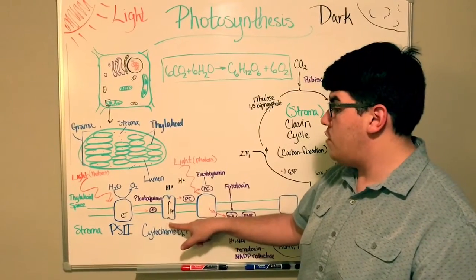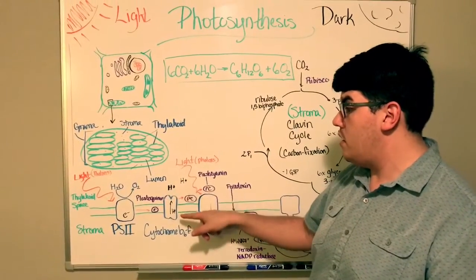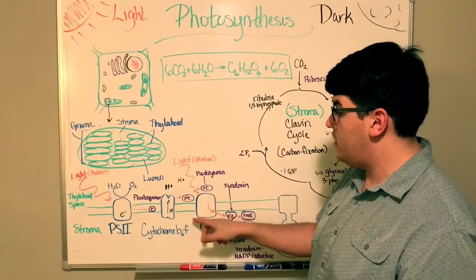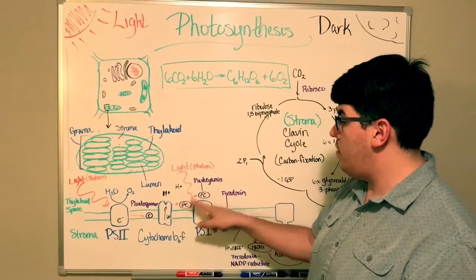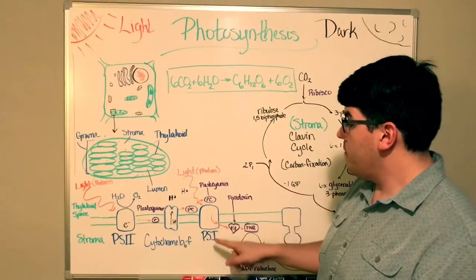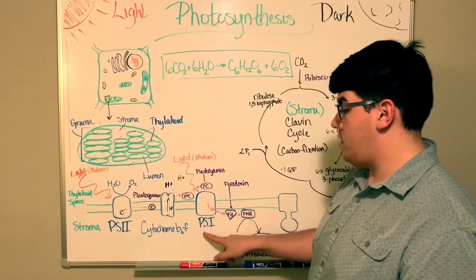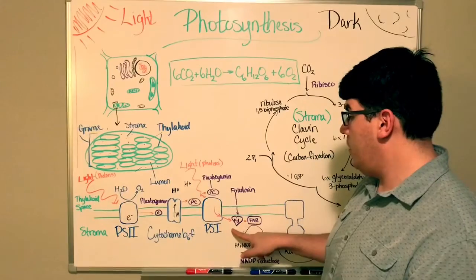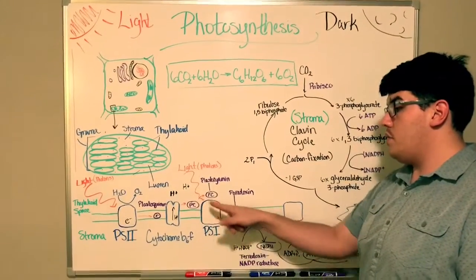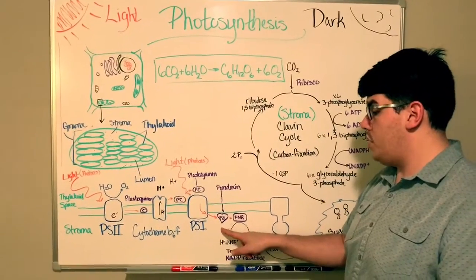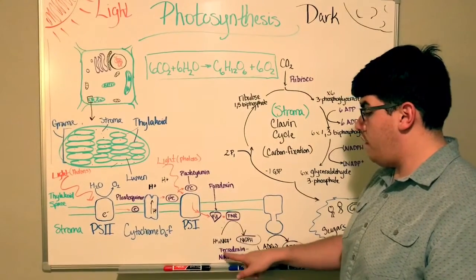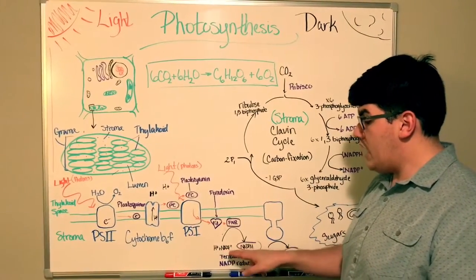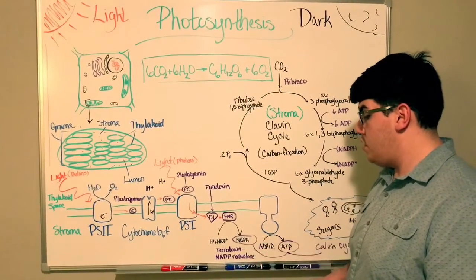And while this is happening, hydrogen is being pumped into the thylakoid space, generating a hydrogen concentration in the thylakoid space. And then the electron is moved over to plastocyanin and into photosystem 1. Photosystem 1 also requires some light energy to keep this going. Ferredoxin is another electron transport protein that moves to ferredoxin NADP reductase, where NADP is reduced to NADPH.